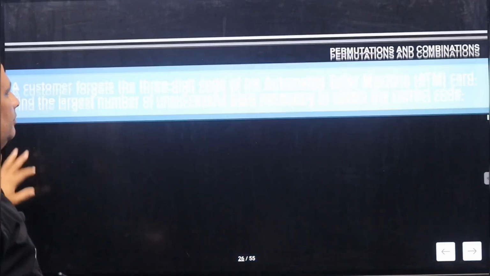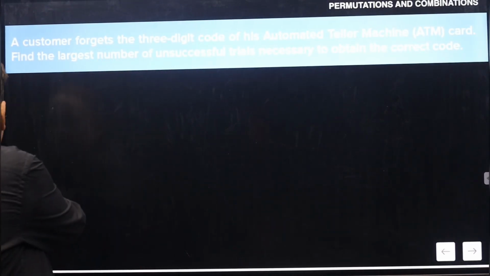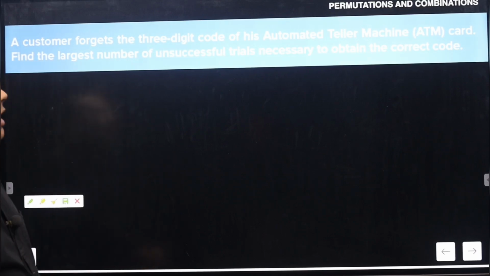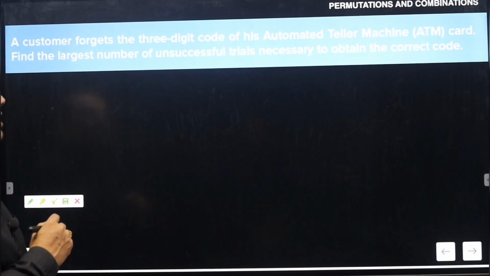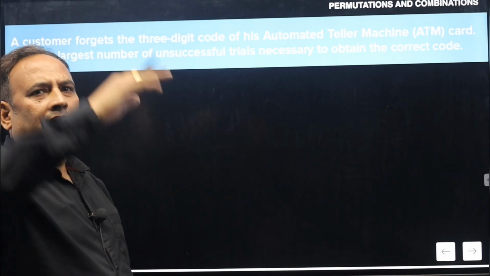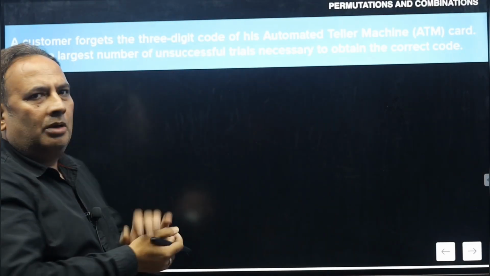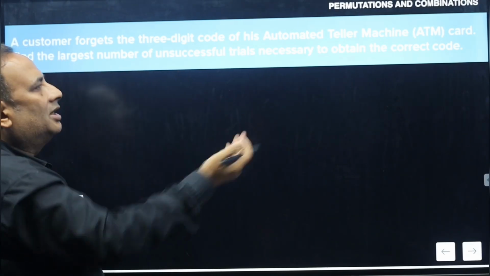Let's take another question. Now a customer forgets the three-digit code of his automated teller machine, ATM machine, you know, that is, automated teller machine card, and find the largest number of unsuccessful trials necessary to obtain the correct code. How many ways, right? That you have to find out. So, the same question again. You see the lock problem we had done previously, just in the same lecture. Three positions were there. We have to unlock this. How many ways? That's the same question you can see, and you can resemble this idea also.